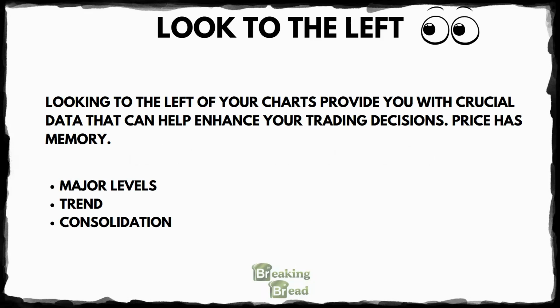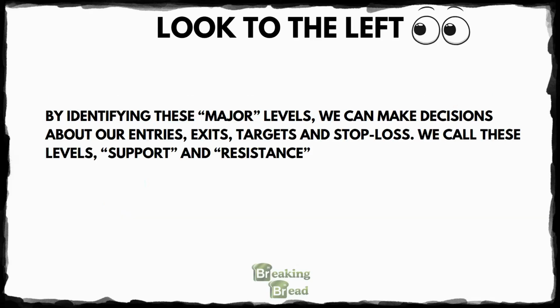So when we're looking to the left, we want to identify not only those major levels, but we want to identify what trend we're in. Are we in an uptrend or are we in a downtrend? Are we consolidating or are we in a range? All things that we went over so far, except for the major levels, and that's what we're going to discuss in today's section. So by looking to the left, we're identifying these major levels so we can make a decision about our entries, our exits, our targets, our stop losses, and we're going to call these levels support and resistance.